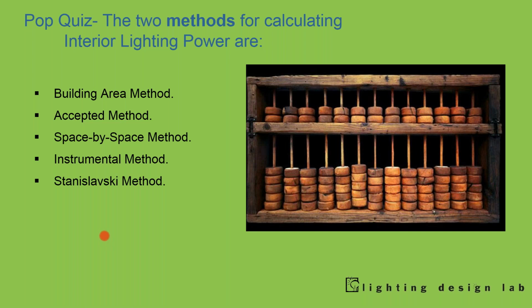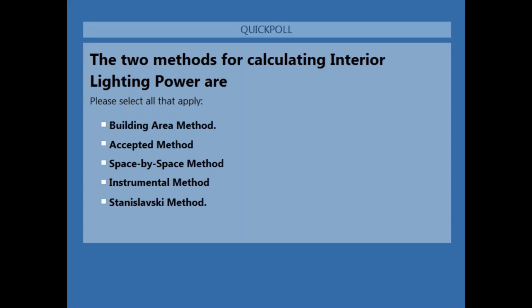Okay, another pop quiz. All right, and it's been a pretty solid amount of time talking about the interior lighting power calculations. So the two methods for calculating interior lighting power are: the building area method, the accepted method, the space by space method, instrumental method, or the Stanislavski method?